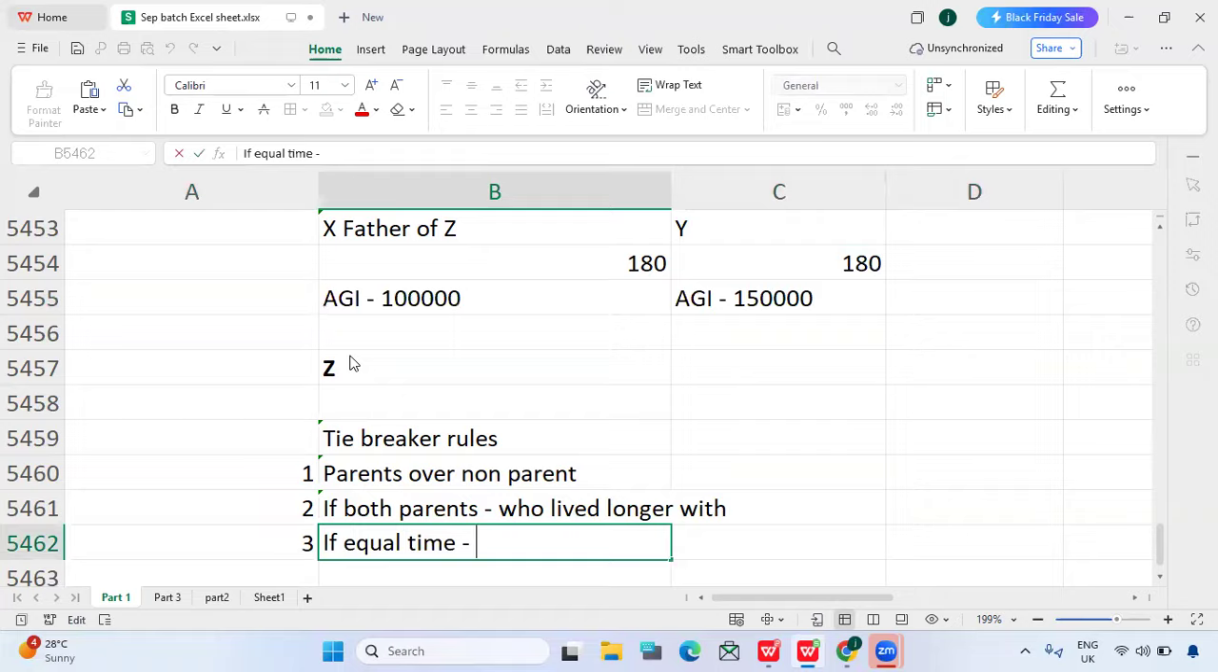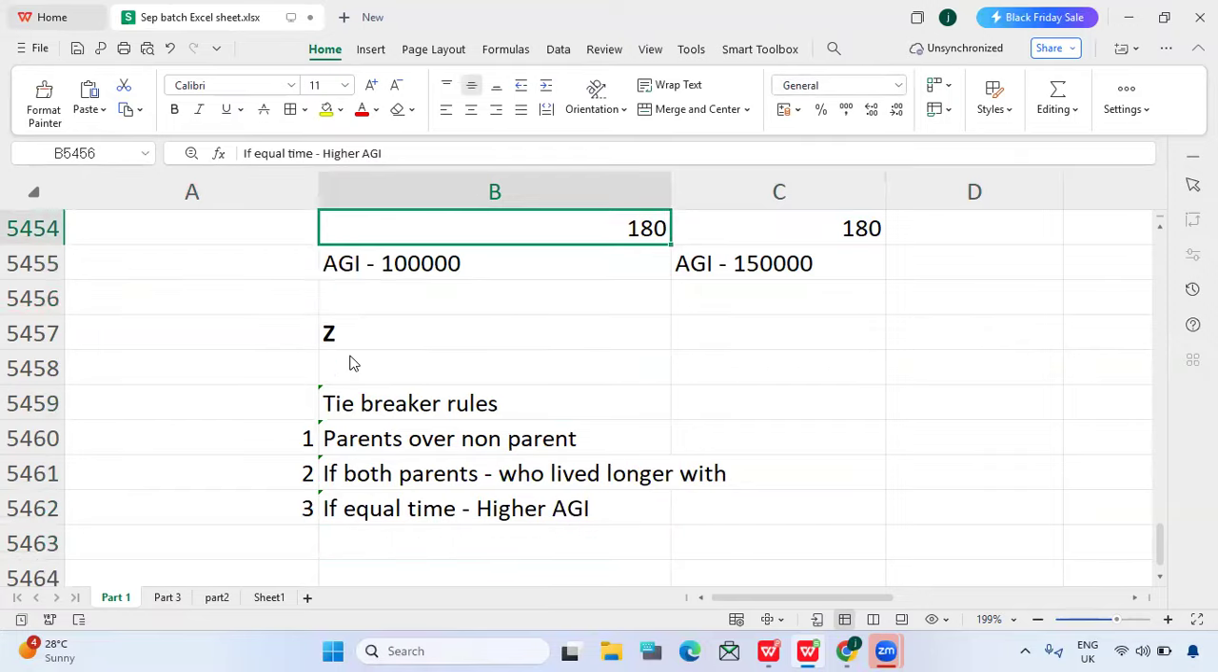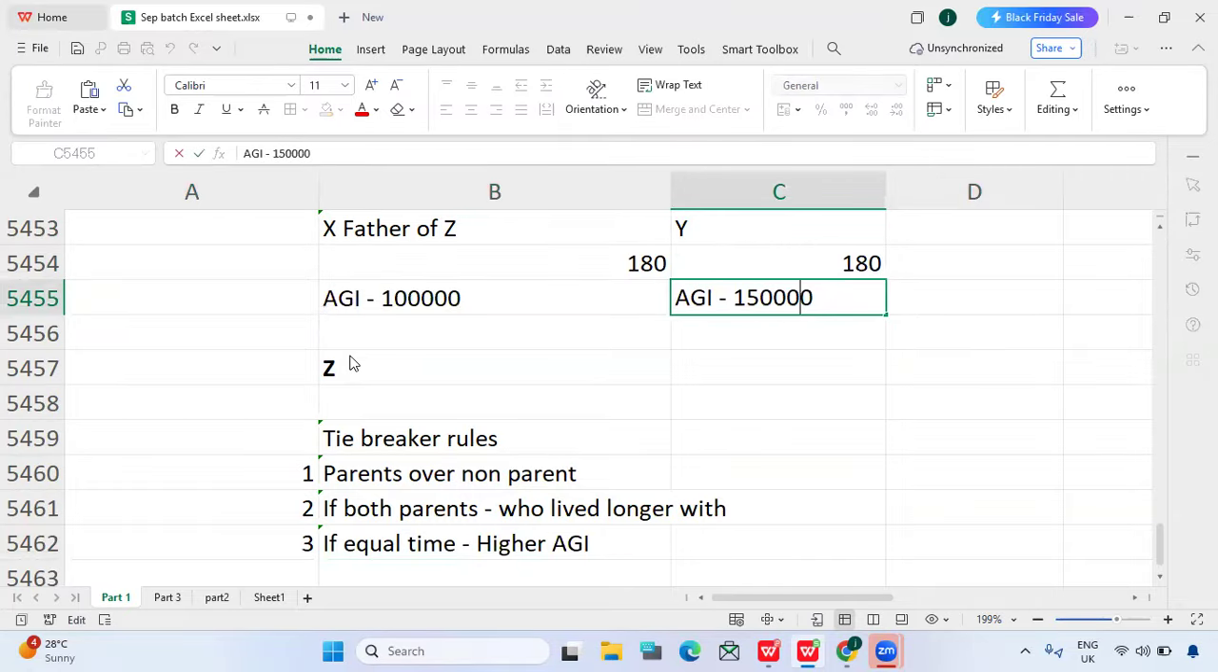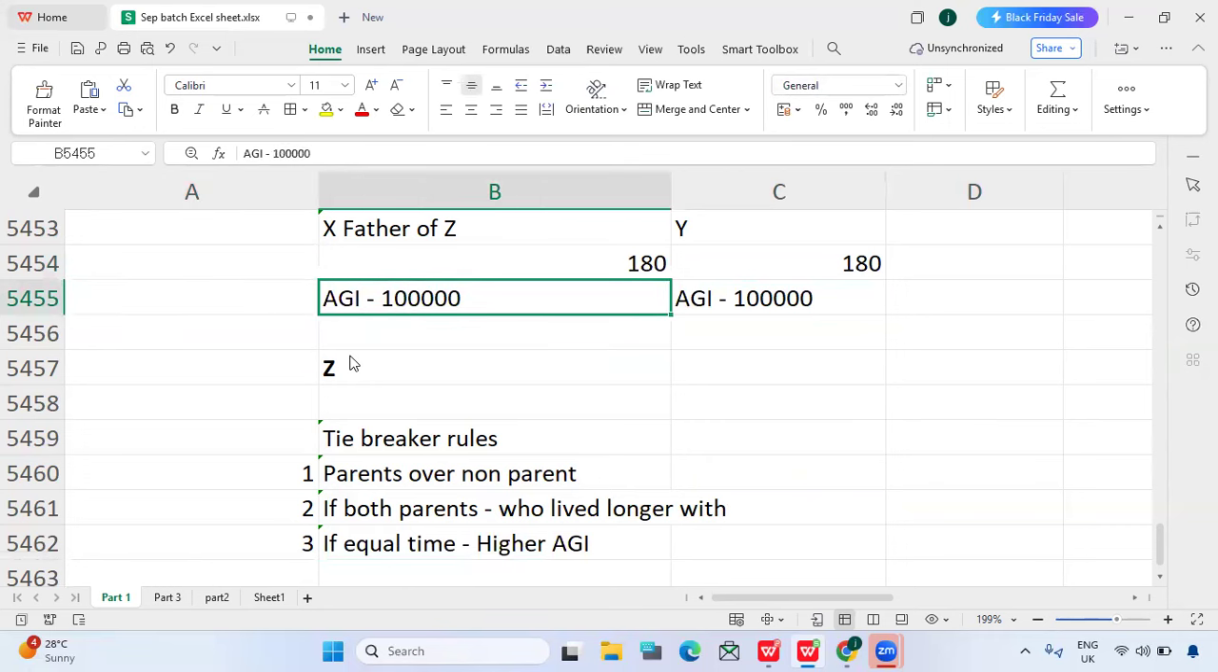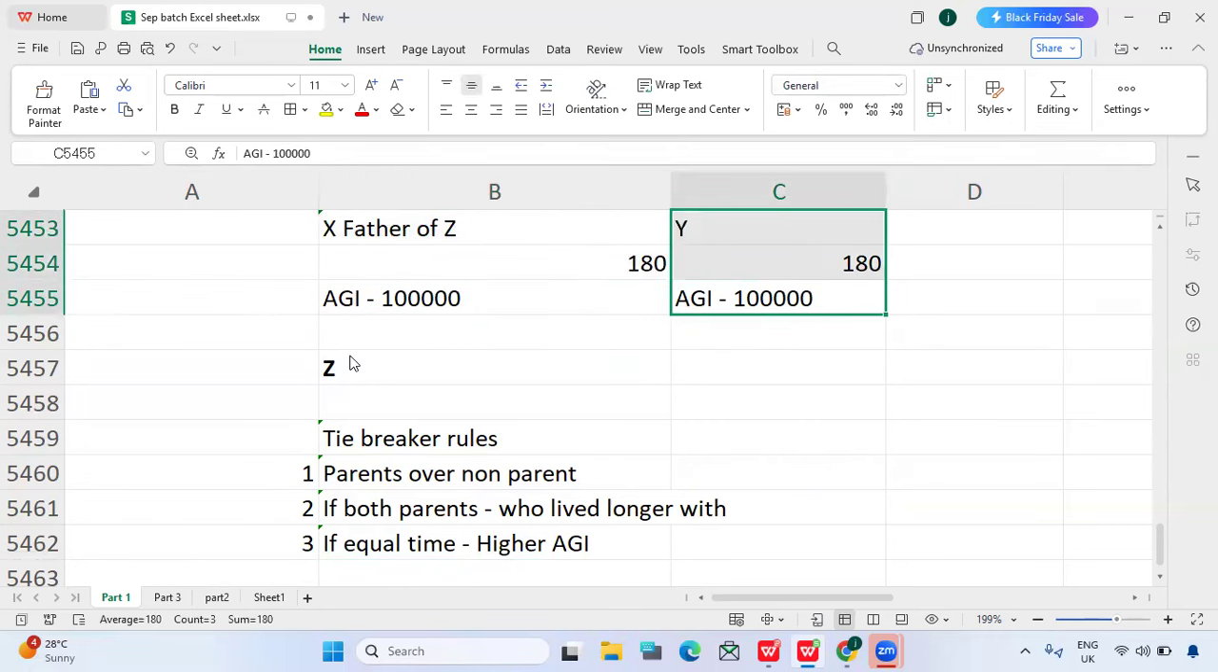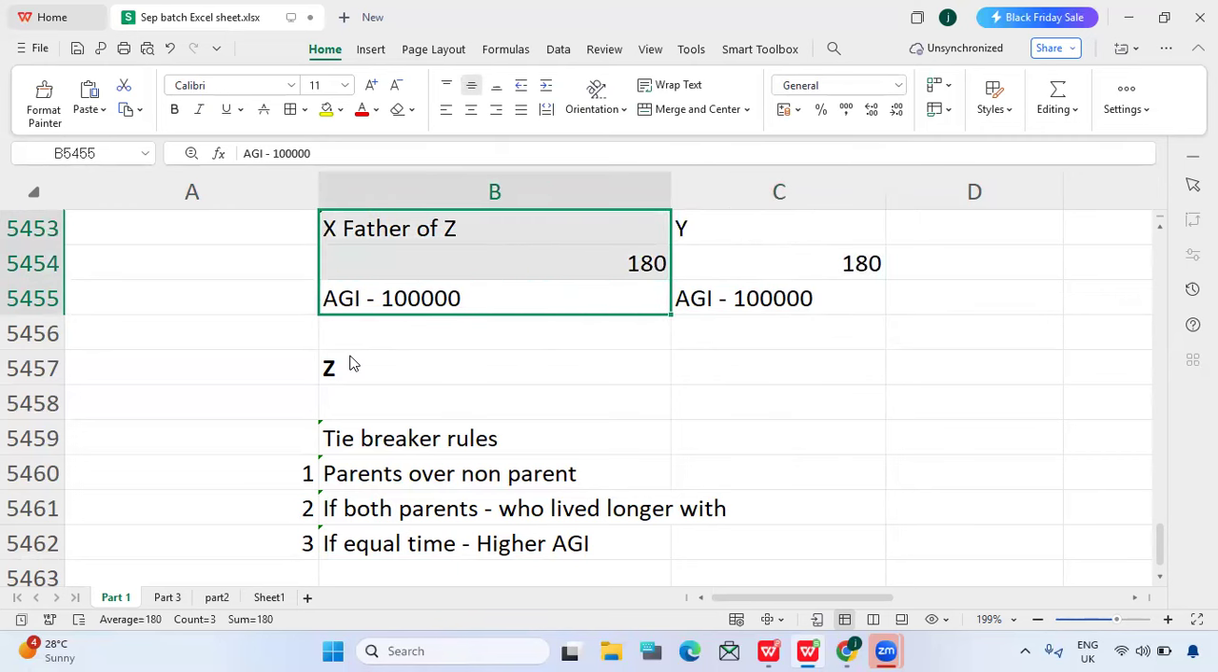Why? If time is equal, then we have to check higher AGI. Now I have a question. If the income is also $100,000, then who can claim? This type of question we cannot expect in the exam, but this is out of the box.